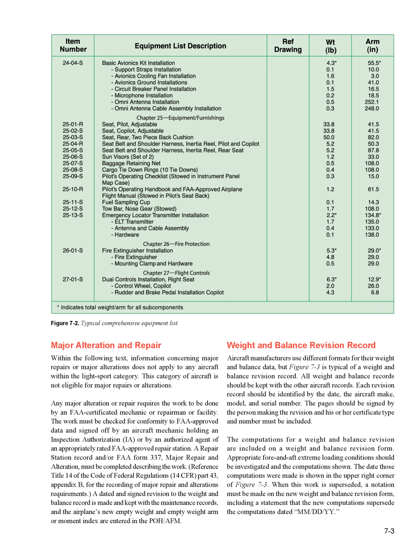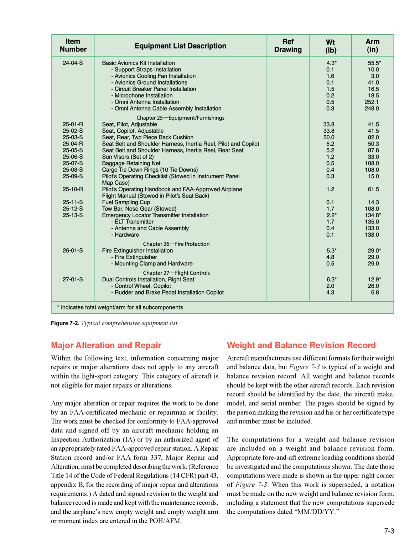Weight and balance revision record. Aircraft manufacturers use different formats for their weight and balance data, but Figure 7.3 is typical of a weight and balance revision record. All weight and balance records should be kept with the other aircraft records. Each revision record should be identified by the date, the aircraft make, model, and serial number. The pages should be signed by the person making the revision, and his or her certificate type and number must be included. The computations for a weight and balance revision are included on a weight and balance revision form.